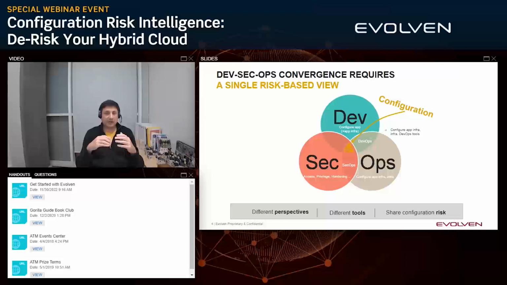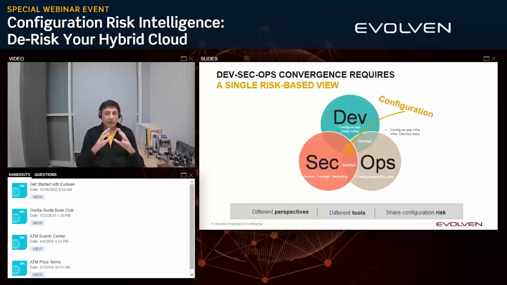Developers define, read, and modify application configuration. And sometimes they also touch application infrastructure configuration as well. The operations team works with infrastructure and application infrastructure configuration. The DevOps team supports all the above and also configurations of the engineering tools. Security teams manage access, permissions, privileges, and similar aspects, while also hardening application and infrastructure configurations.